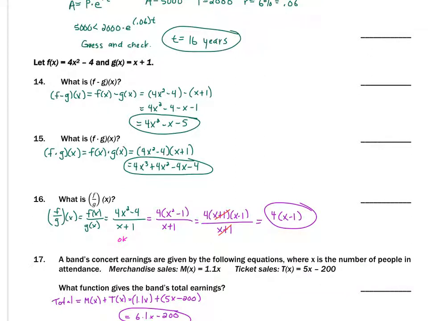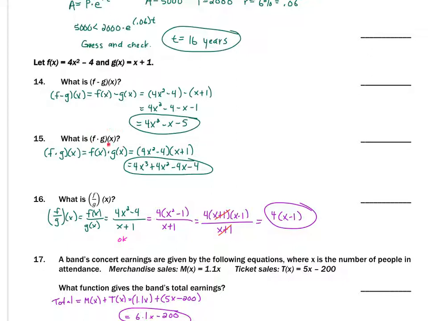The key here is making sure that you distribute the negative sign to both terms, to both the x and the negative 1. When we do, this becomes 4x squared minus 4 minus x minus 1. Well, the only like terms we have here are the negative 4 and the negative 1. We put those together for negative 5. But the 4x squared and the negative x just stay the way that they are.